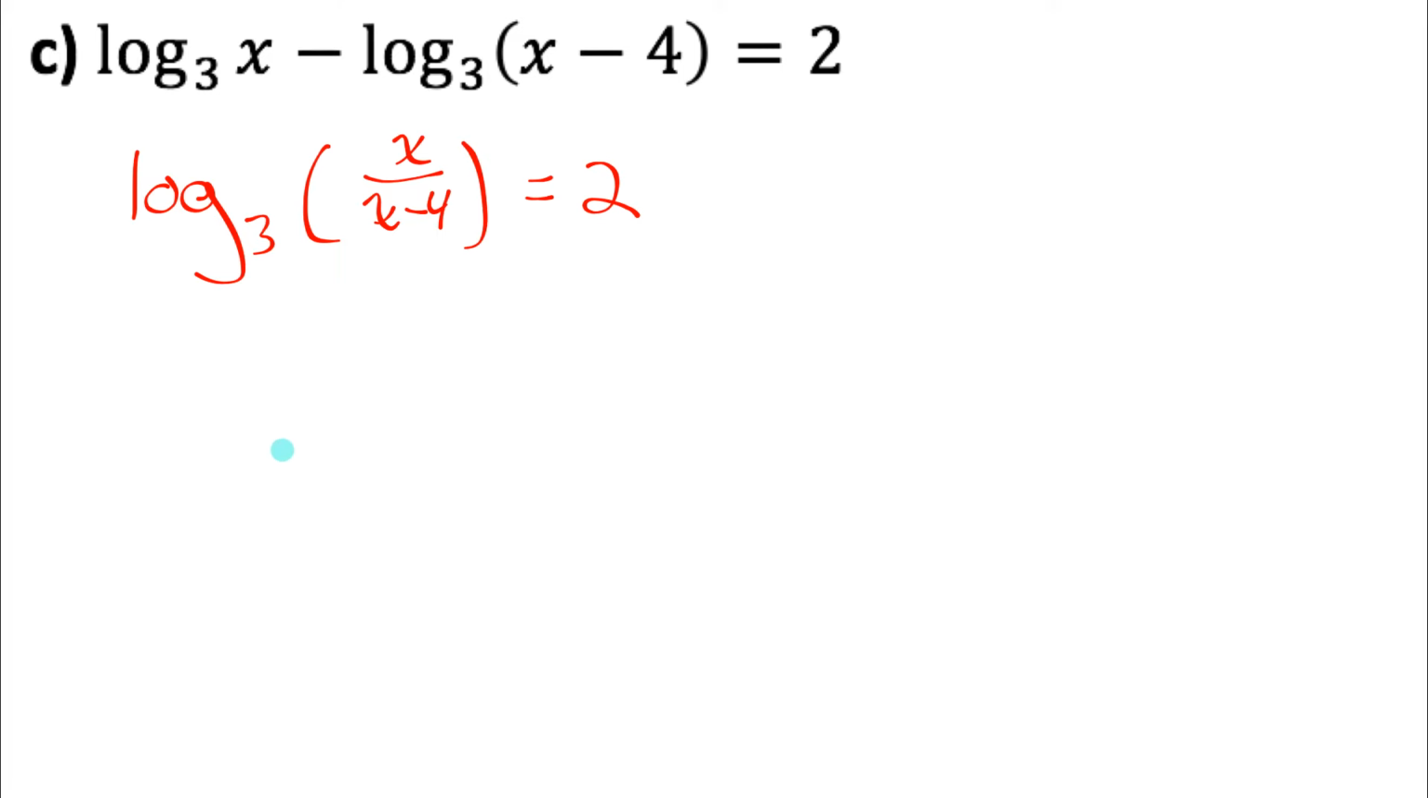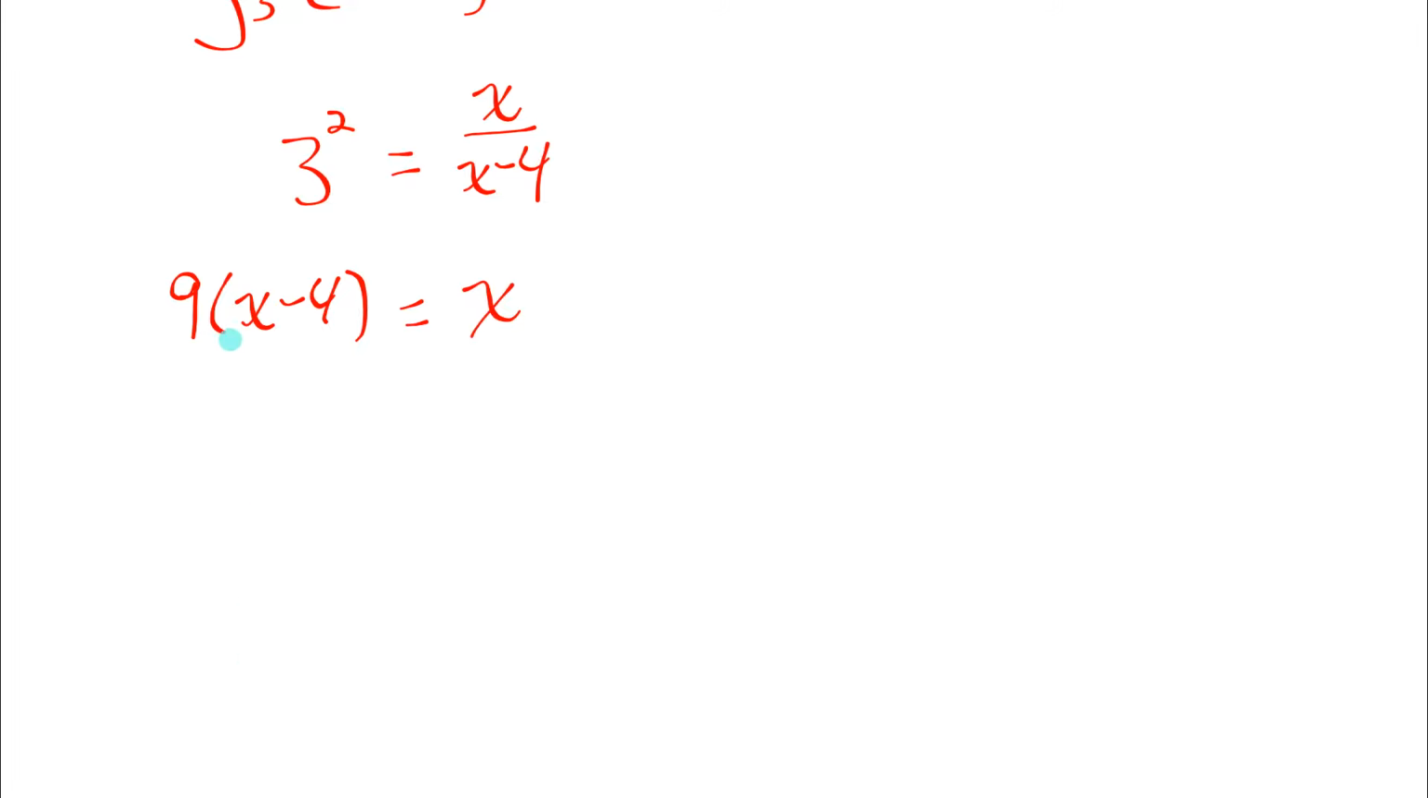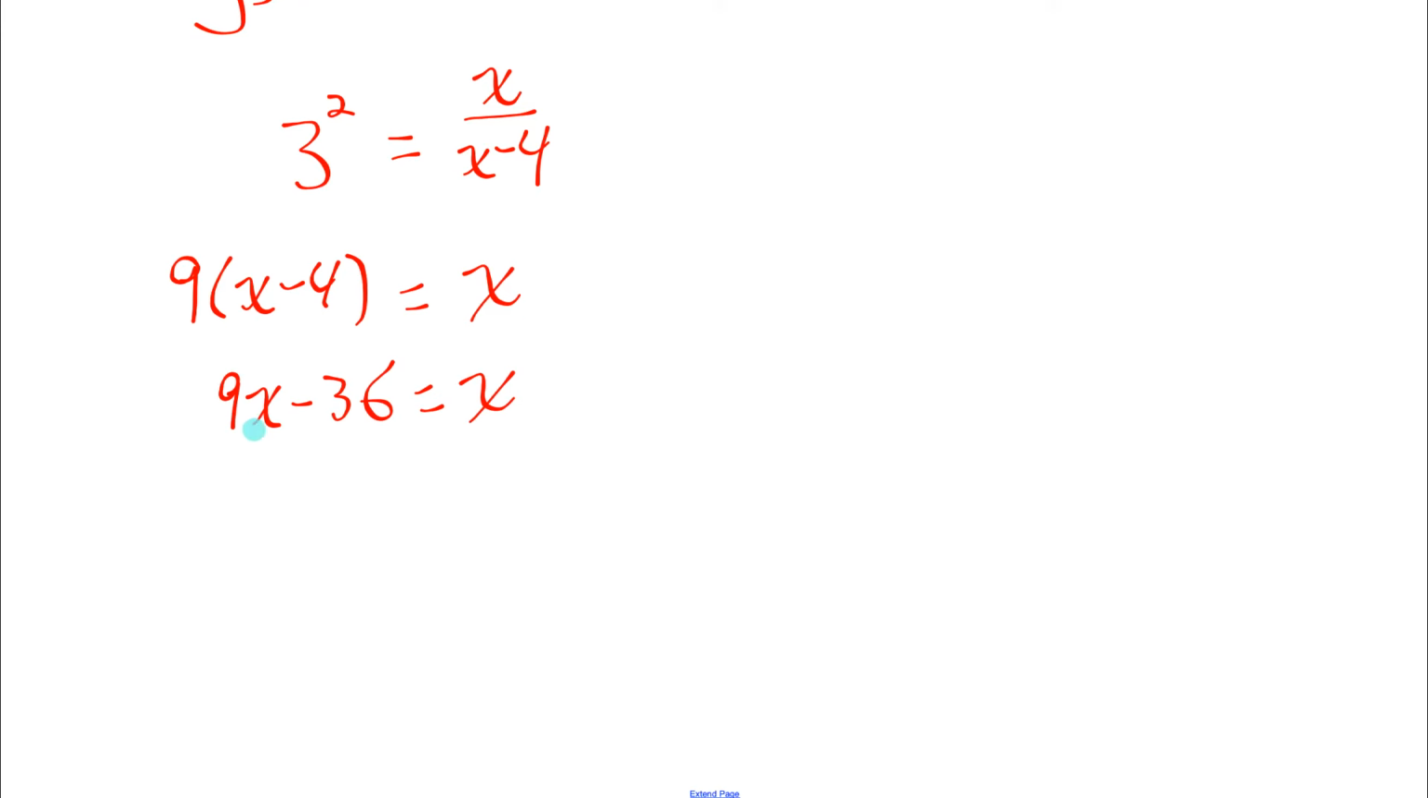And now I could rewrite this in exponential form. 3 squared equals the argument. And then I just have to solve this rational function. So I'll multiply both sides by x minus 4. So on the left, I have 9 times x minus 4. And on the right, I just have x. Expand the 9. So 9x minus 36 equals x.